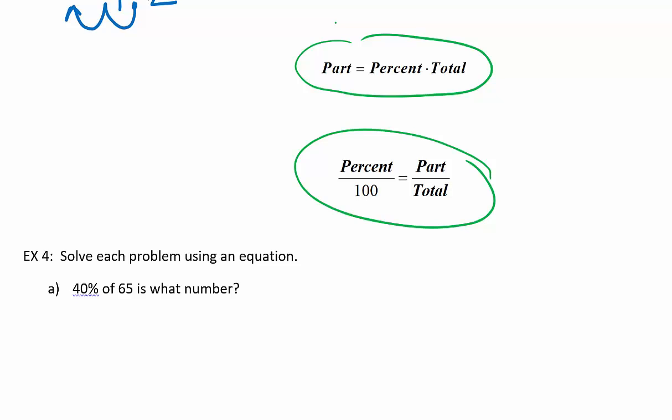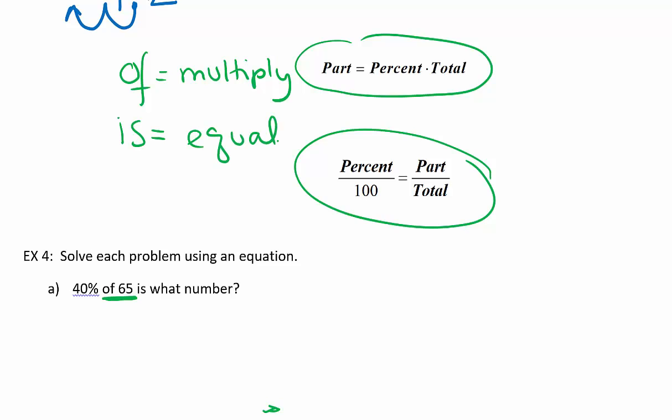Now, there's a couple of key words that come up in problems that can help you decipher what is the part and what is the total. The total is always going to be after the word of. And in fact, when you see that word of, it typically means multiply. And that's what it means in percent problems. Whereas the word is your equal sign. So in problem 4a, we can actually translate this sentence directly into an equation if we use those facts.